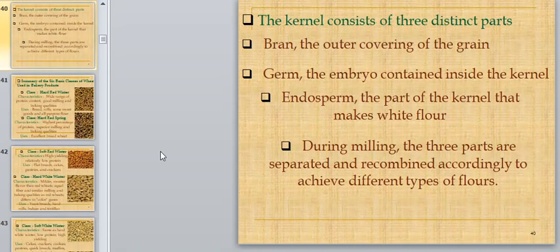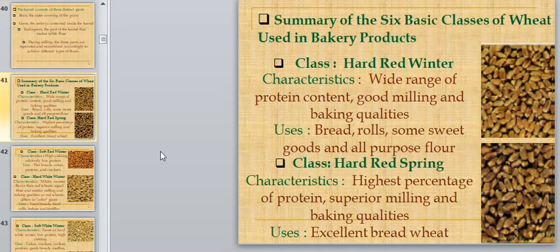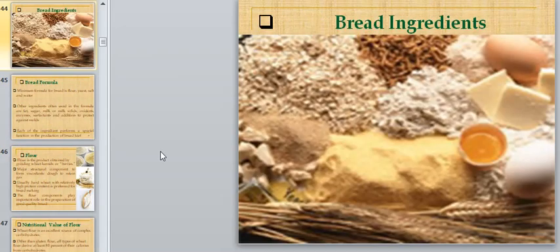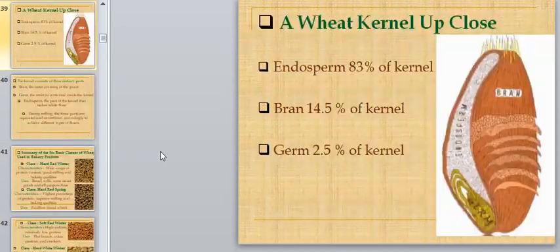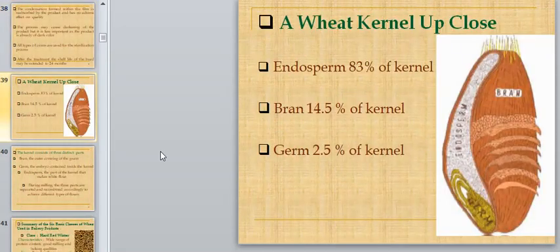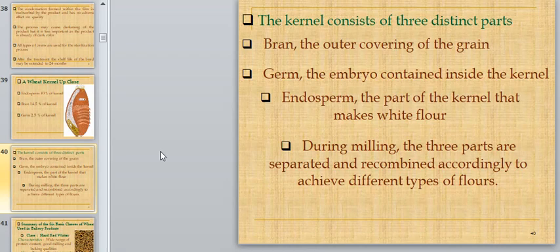In the next lecture, we will discuss the different classes of wheat and different bread ingredients. This is the basic point that I missed here. The white flour that we obtain is obtained from the endosperm. The part of the kernel that makes white flour is the endosperm.